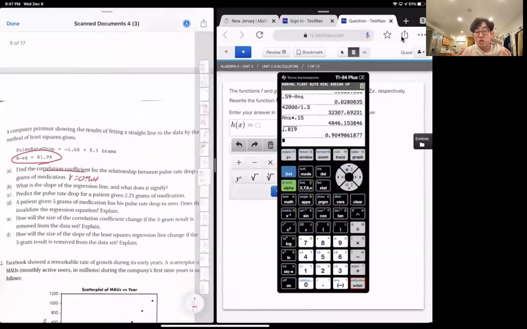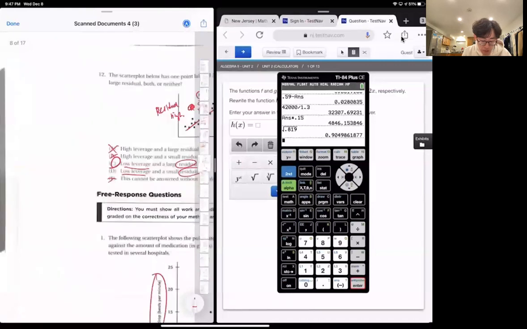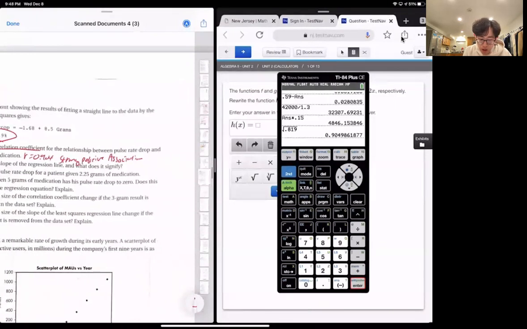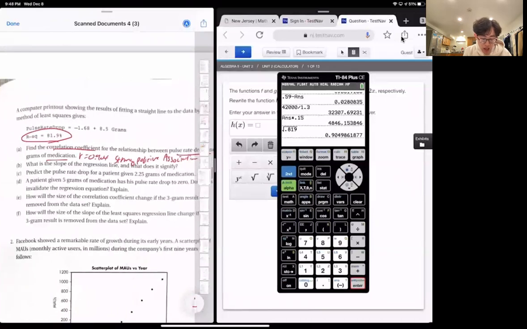And sometimes if it asks you to interpret what this means, it is a very strong positive association between the pulse rate drop and the grams of medication. So that's what you want to say when you're asked to interpret what this correlation coefficient represents.